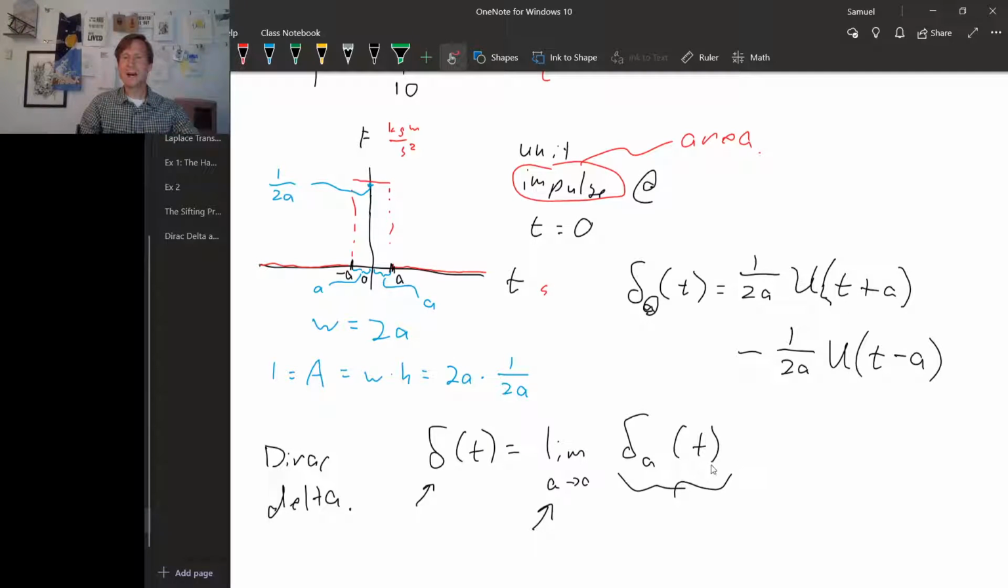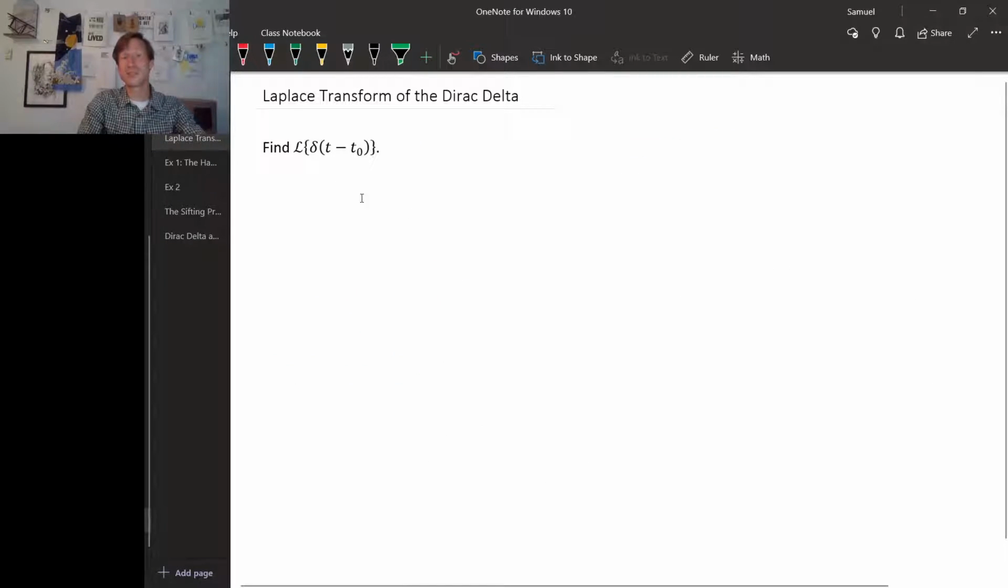All right, so that's how we can describe this hammer blow. Of course, once we've done that, in our original example where the hammer blow is happening at time 10, we can just shift this delta over to time 10 by replacing t with t minus 10. But before we actually do that, we're going to need to know the Laplace transform of delta, because delta is going to show up as a forcing term in a differential equation. So we're going to need to know its Laplace transform. So let's work out the Laplace transform of delta.